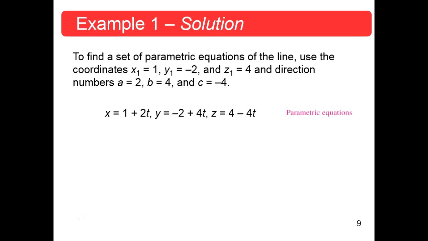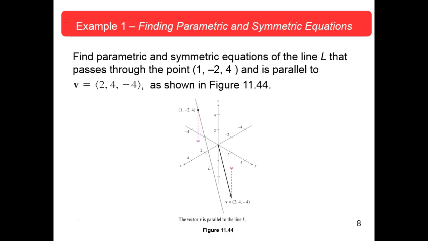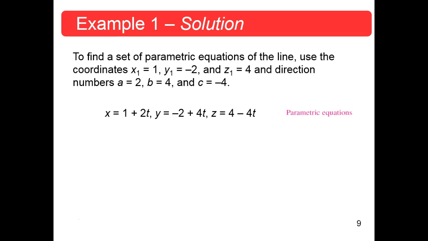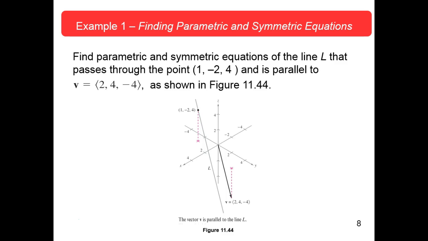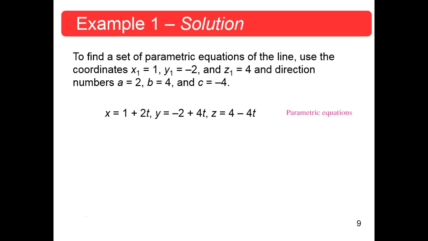So let's see if they got it right. x, and then they added the 1 to both sides. So I said x minus 1 is equal to 2t, so they say x equals 1 plus 2t. y plus 2 is equal to 4t, so y is equal to minus 2 plus 4t. That's the parametric equation. And then this one would be z minus 4 is equal to minus 4t. Let's write that one down first: z is equal to 4 minus 4t.